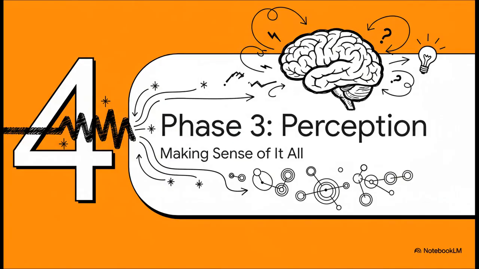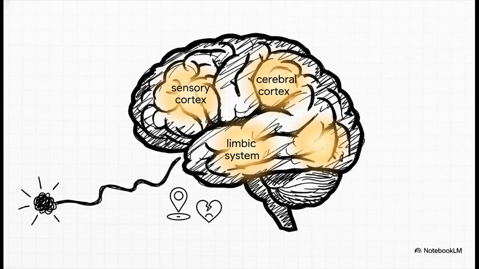So, the signal has arrived, the message has been delivered, but now the brain has to actually figure out what it all means. This brings us to phase 3, perception. This is where we become consciously aware of the pain. Now, perception isn't just like a light switch flipping on. It's a really complex interpretation. It involves not just the sensory part of the brain, but also the limbic system, your emotional center. This is what makes pain more than just a sensation. It's what makes it a rich and often unpleasant emotional experience.